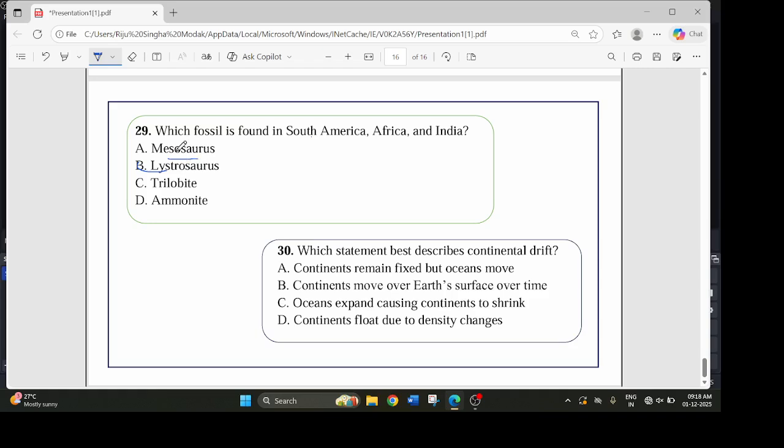Okay, and Mesosaurus is found only in South America and Western Africa, and Trilobite is an ancient marine arthropod, which has a very wide distribution, not unique to these continents. And Ammonite is an ancient marine mollusk with a very wide distribution. So here the correct answer is Lystrosaurus, Option B, Lystrosaurus.